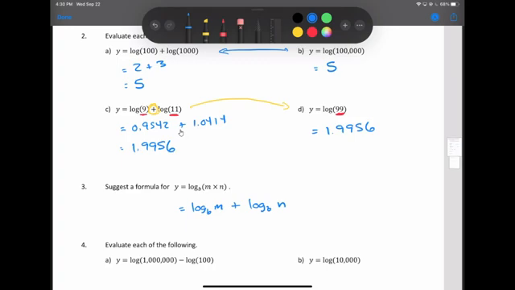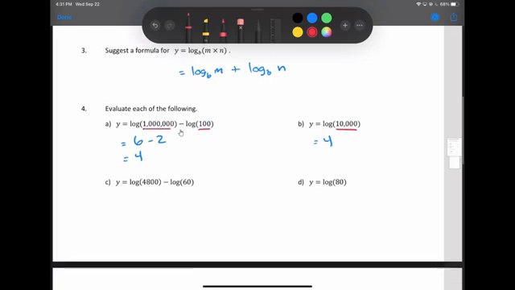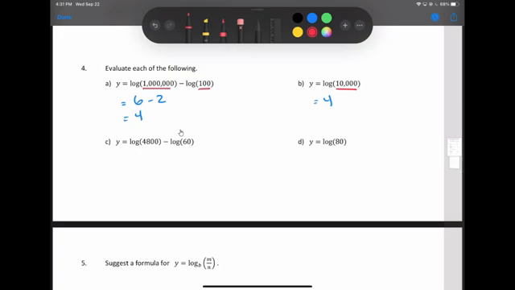Question 4 and 5 are pretty similar. For question 4, we want to take those logs and subtract them. Well, the log of a million is just 6. The log of 100 is 2. 6 minus 2 is 4. The log of 10,000 is 4. And just a quick little observation, 1 million divided by 100 is 10,000. I'm going to make that observation the opposite way here. I'm going to do it first. 4,800 divided by 60 is 80.